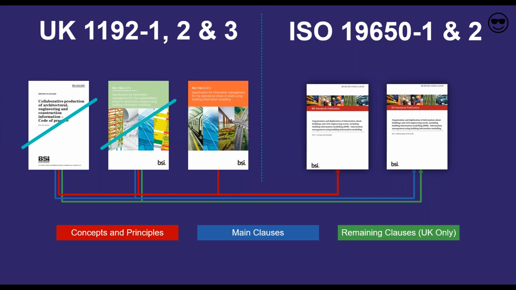knitting everything together for consistent information management. The core concepts and principles of BS 1192 2007 and PAS 1192 Part 2 and 3 have been incorporated into ISO 19650 Part 1. The main clauses from BS 1192 2007 and PAS 1192 Part 2 have been incorporated into ISO 19650 Part 2. And then the remaining clauses, which were specific to the way of working in the UK, have been incorporated into ISO 19650 Part 2 as part of the National Annex.